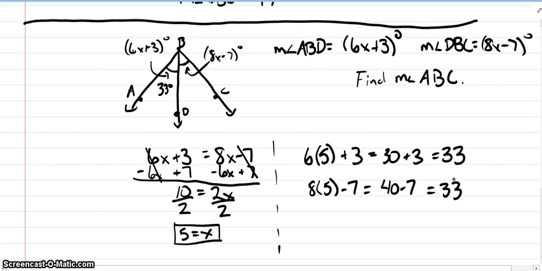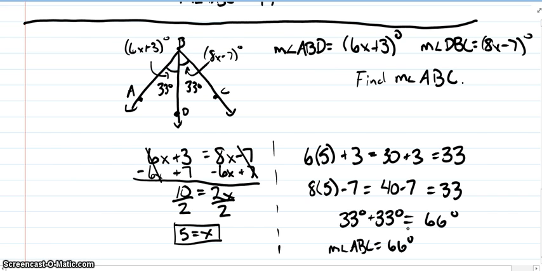And we know they're supposed to be the same because that's one way we can check if we got the right answer, is when we plugged in if we got the same. So that means that the entire angle is the sum of that. So 33 degrees plus 33 degrees is going to get us 66 degrees. So the whole thing, the measure of angle ABC, is going to be equal to 66 degrees.